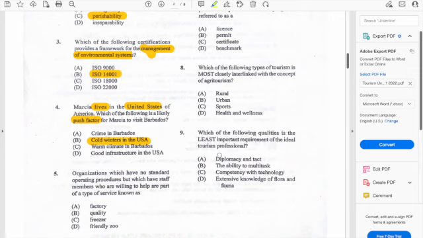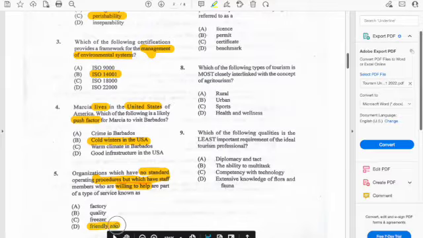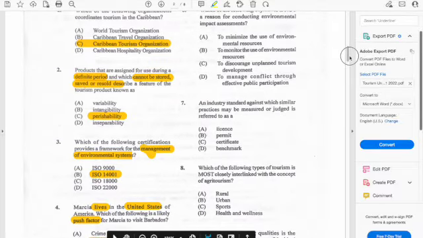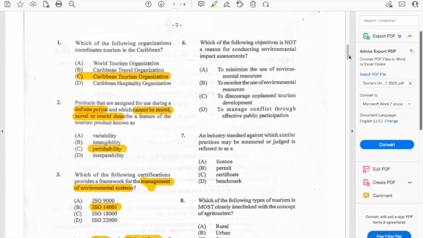Now, question 5. Organizations which have no standard operating procedure but which have staff members who are willing to help are part of a type of service known as a friendly zoo, right? Let's look at question 6. Now, which of the following objectives is not a reason for conducting environmental impact assessments?